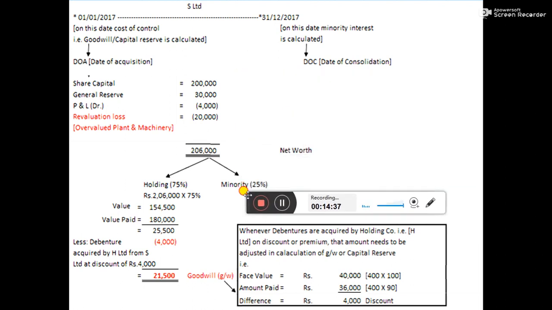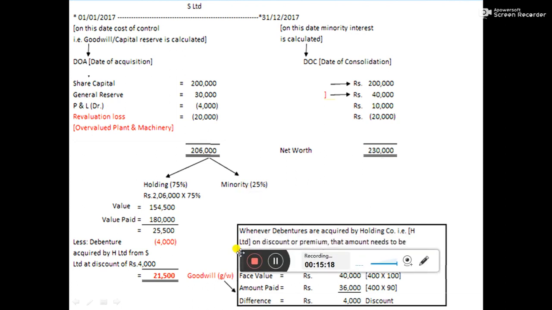Once you have calculated goodwill, the next step is to calculate minority interest. To calculate minority interest, you need the required share capital as on 31st December 2017. The share capital is the same, 2 lakh rupees. Then general reserve is 40,000 rupees. You will get this from the balance sheet given. Then the profit and loss account, they have mentioned it as 10,000 rupees, and the revaluation loss will be the same, that will be carried forward.